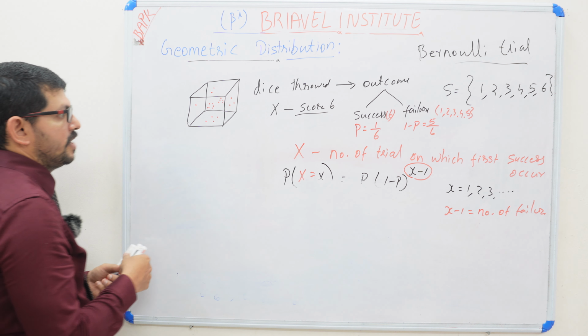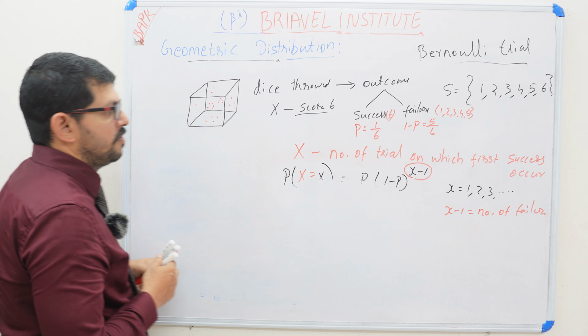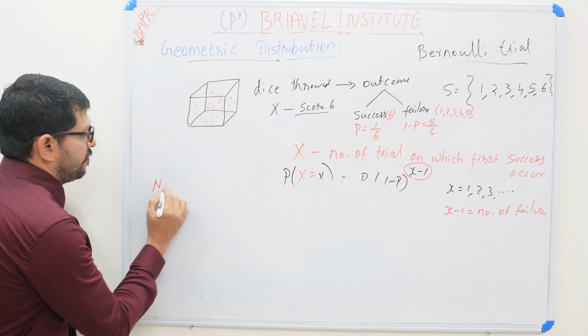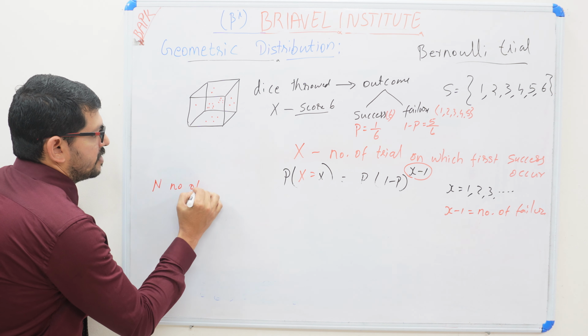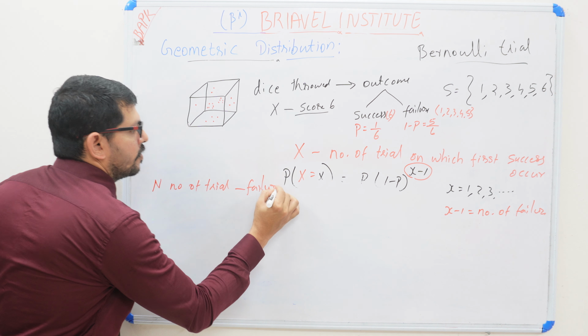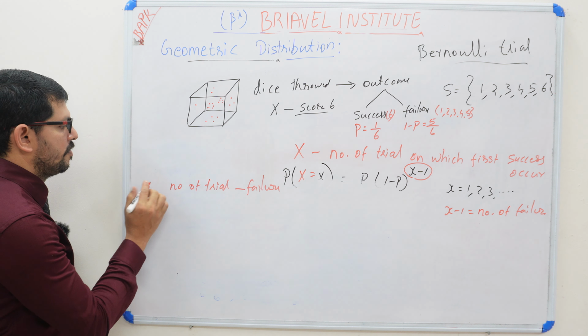Conditional probability, how to write the conditional probability. Now here we have done n trials. We have done the n number of trials, and all are failure.